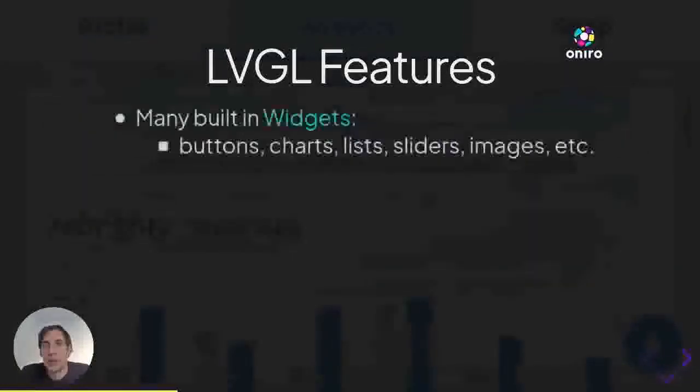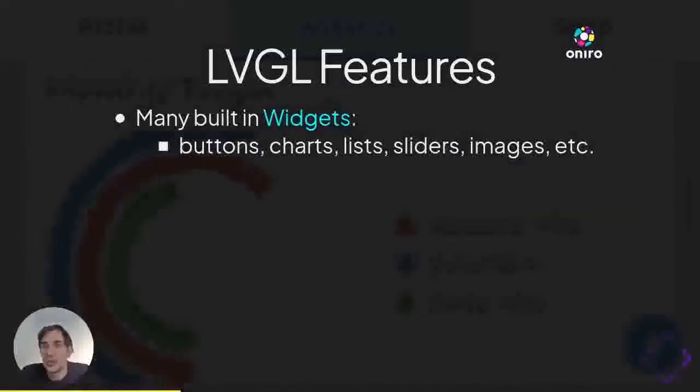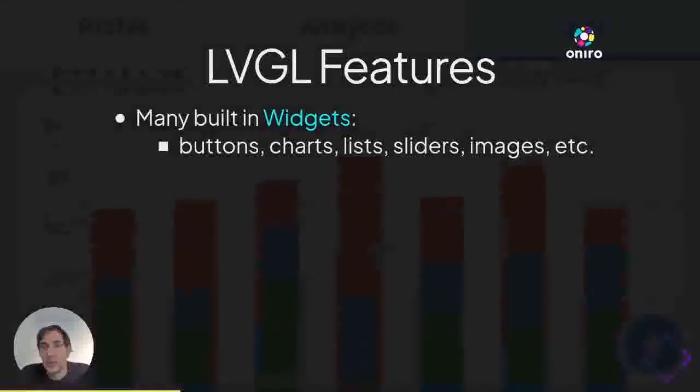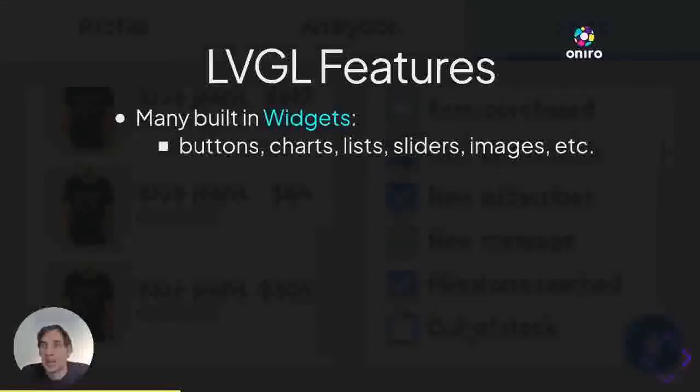In the background, you can see another demo which showcases the widgets. You can find buttons, charts, lists, sliders, images, image views, keyboard, text input, checkboxes, various types of gauges, calendar, drop-down lists, and so on. In short, LVGL has all the controls that you might need to create a UI. You can simply create, delete, and adjust these widgets at runtime.